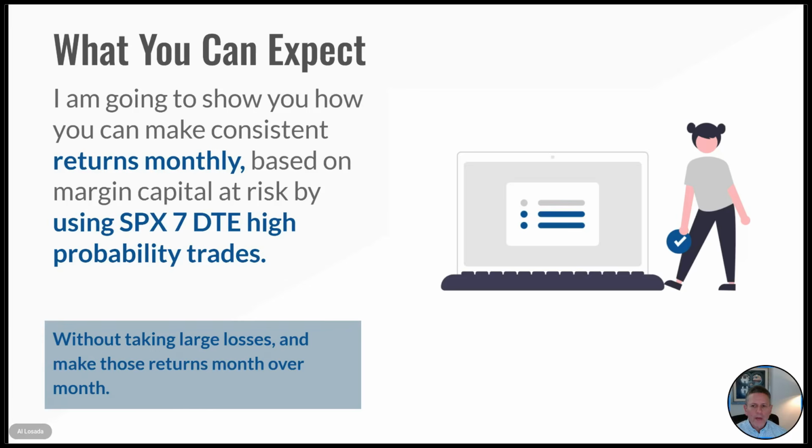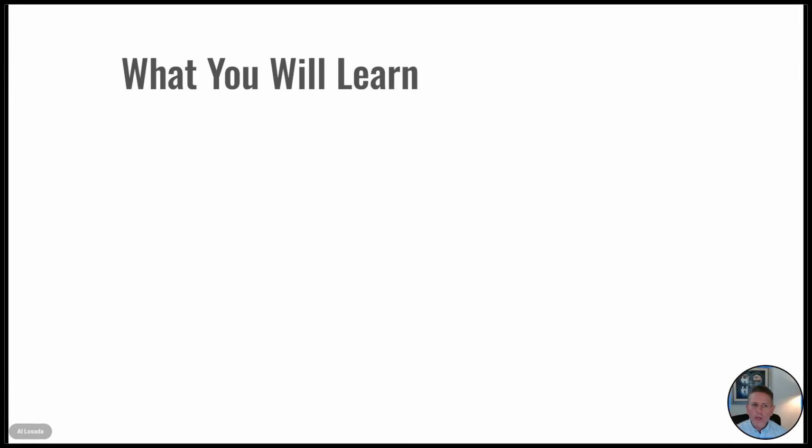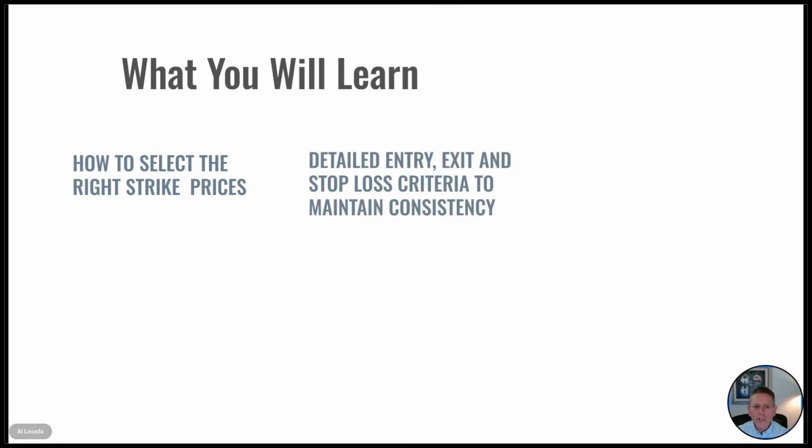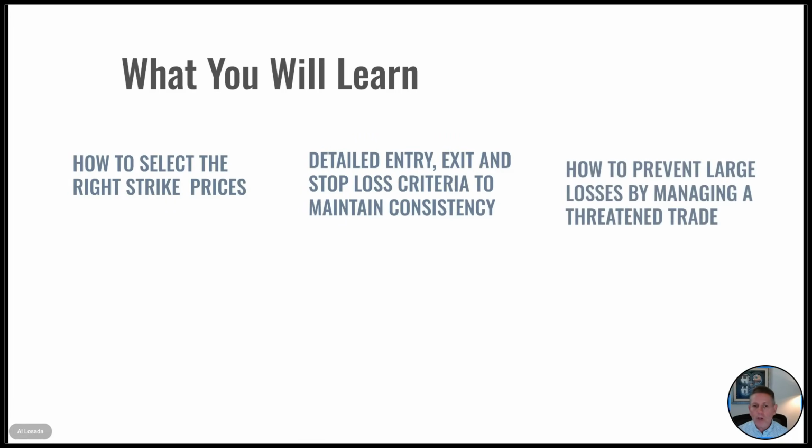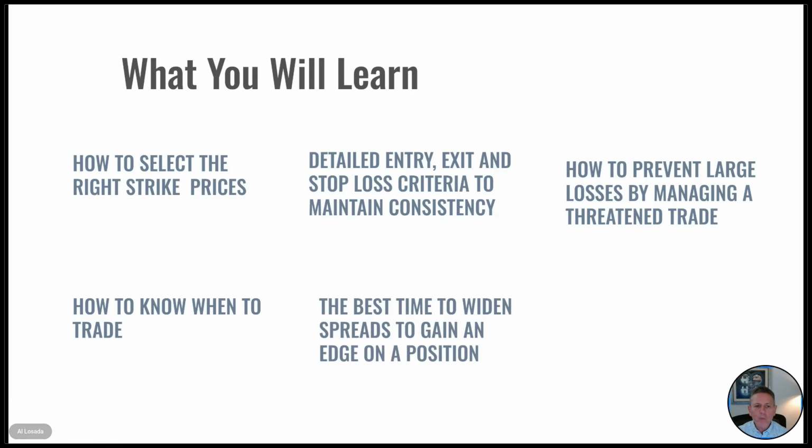Okay. So with that, what will you learn? Number one, how to select the right strike prices. Number two, detailed entry, exit, and stop loss criteria to maintain consistency. Number three is how to prevent large losses by managing a threatened trade, and that's really important. Number four, how to know when to trade, and number five, the best time to widen spreads to gain an edge on a position. And number six is how to trade consistently profitable.